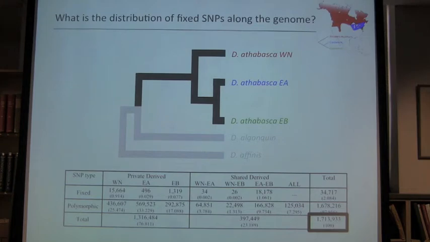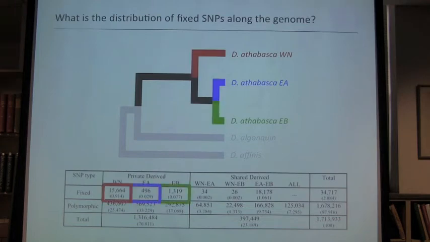What's really cool about this is you can also break down the SNPs into categories of private and shared mutations within Athabasca. And what's cool about that is then you can know along which branches the mutations must have been fixed. So for example, the fixed SNPs that are private to western northern, you know they had to be fixed along this branch. Same with this, so the ones that are private and fixed in eastern A, you know they have to be fixed along this branch, and so on.